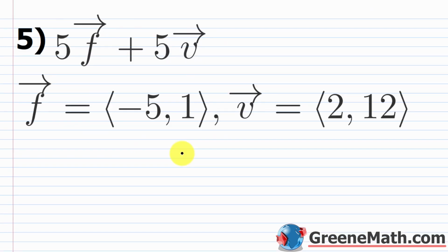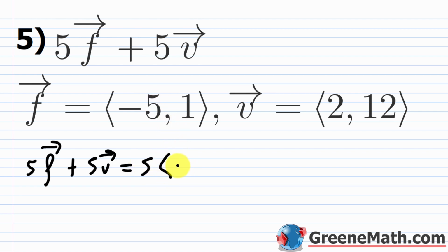All right, let's take a look at problem number 5. So we have 5 times the vector f plus 5 times the vector v. So for the vector f in component form, we have a horizontal component of -5 and a vertical component of 1. And then for the vector v in component form, we have a horizontal component of 2 and a vertical component of 12. So let's say that 5 times the vector f plus 5 times the vector v is equal to, I'm going to put a 5 out in front of this. So you have -5 and then 1 as your components.